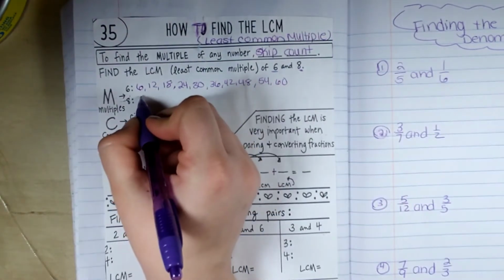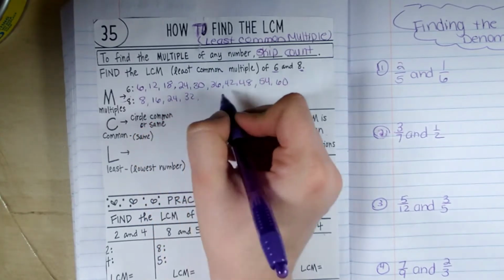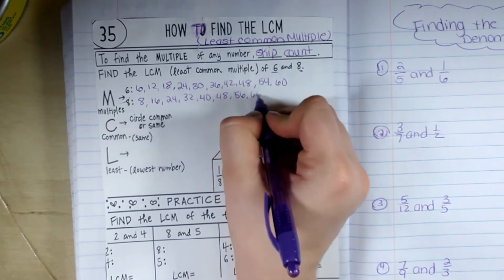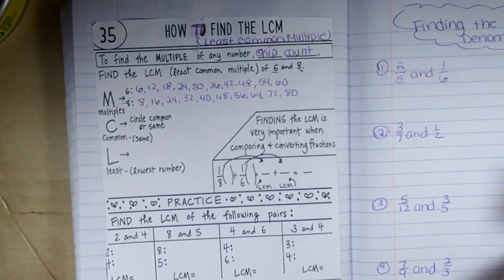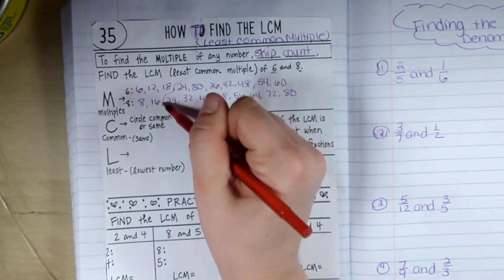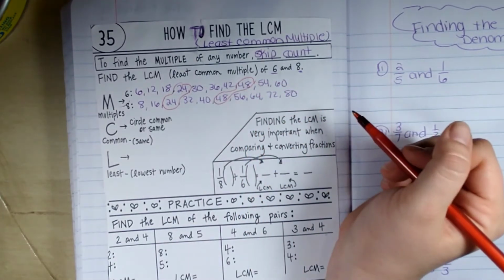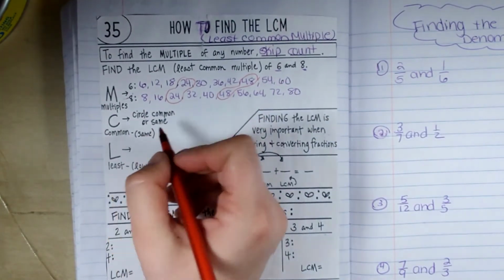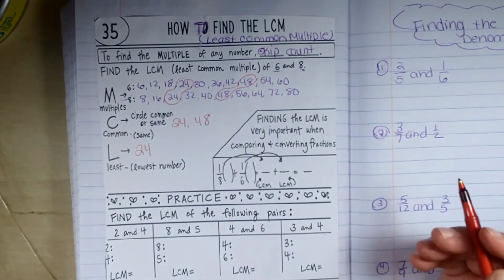All right, I'm going to count by 8. 8, 16, 24, 32, 40, 48, 56, 64, 72, and 80. So now I'm going to go around and I'm going to circle anything that they have in common. So these are the multiples. These are the common ones. They have 24 in common. They have 48 in common. And that's it. Now I'm going to find the smallest one, so we have 24 and 48. My smallest one is 24. Least is the lowest number.